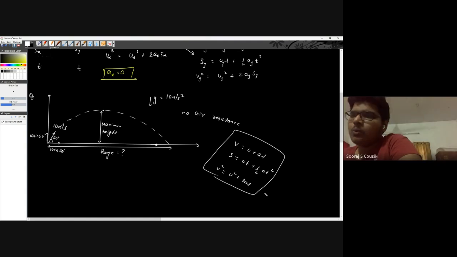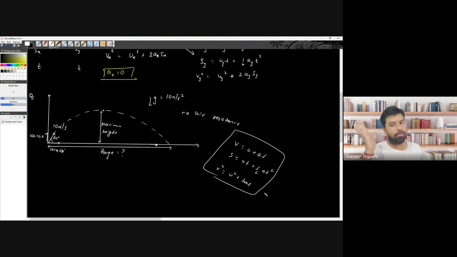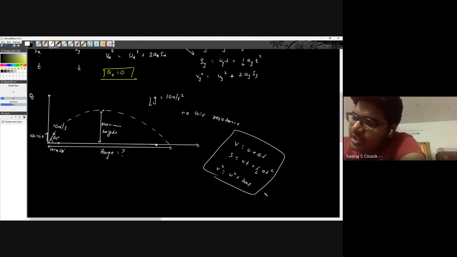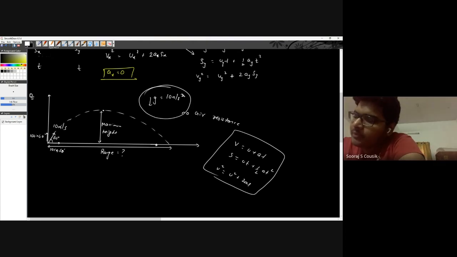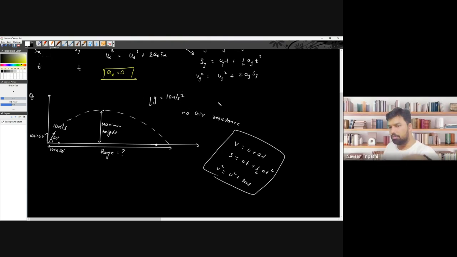So when you look at the y axis, that's easy. So 0 equals 10 sin 60 plus 10t. No, minus 10t. You know why? Because it's vertically up and down. Acceleration is down, initial velocity is up.